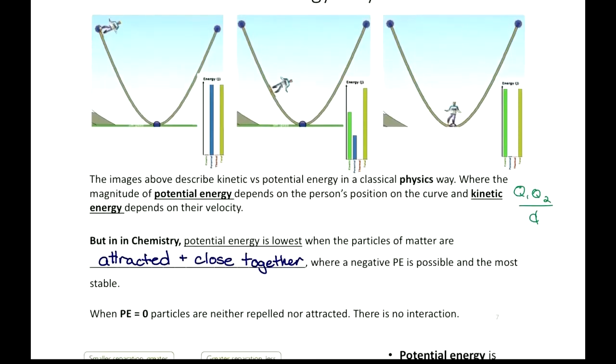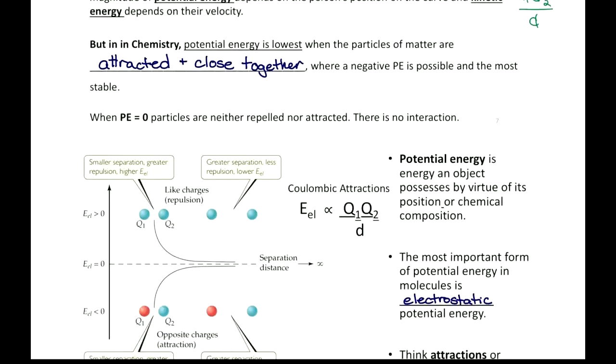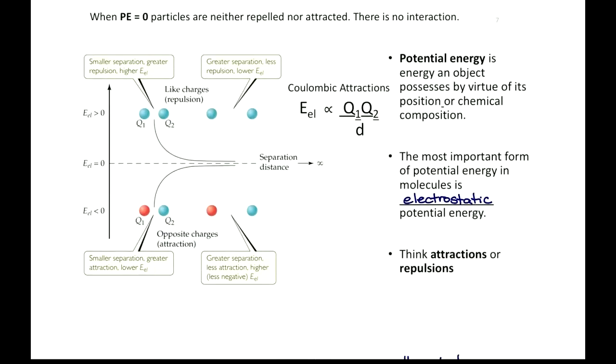So the idea here is when potential energy is zero, what that means is that the particles are neither attracted or repelled from one another. There's actually no interaction that's happening at all. So that's the significance of zero potential energy, but typically we want substances to have a negative potential energy.